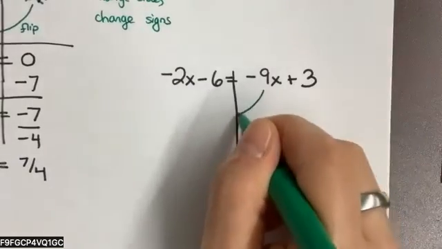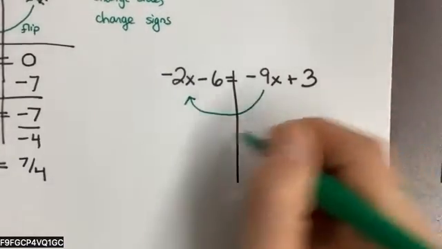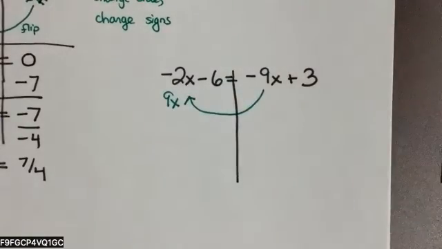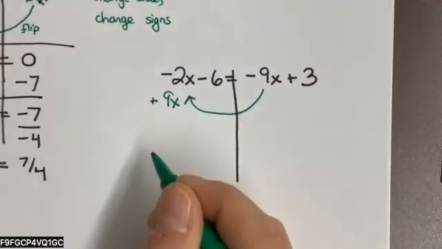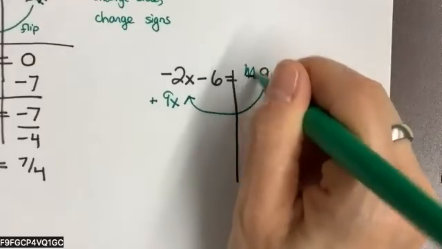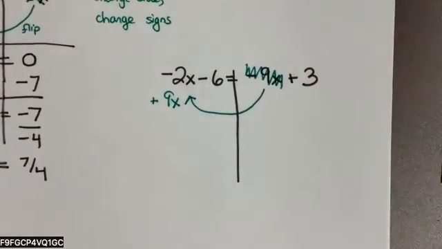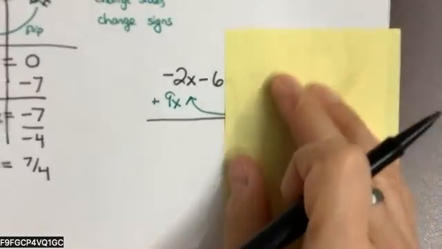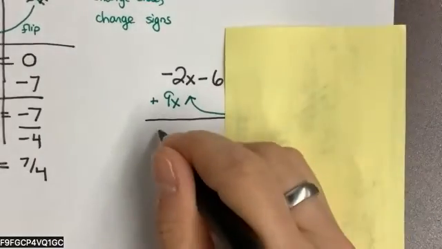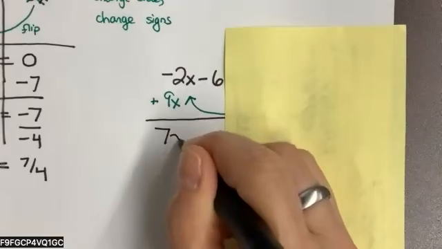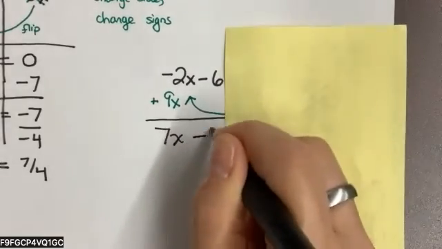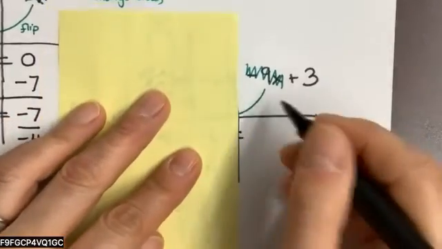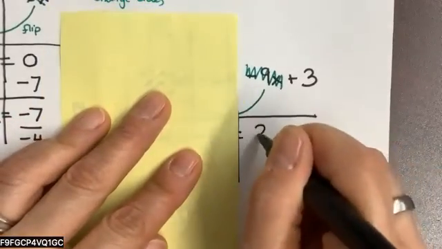So let's get this thing over here to flip. So when it flips from negative to positive. Change the sides, change the signs. Now it's gone. Let's total up what we see. So if we cover it up, here's what we have. Negative 2x and 9x makes 7x. And that's a negative 6. On the other side, that is gone. I'm left with positive 3.